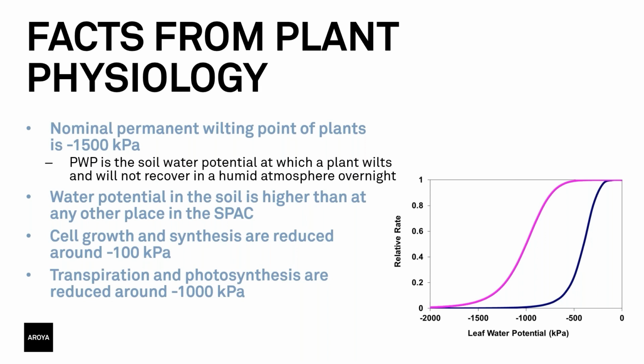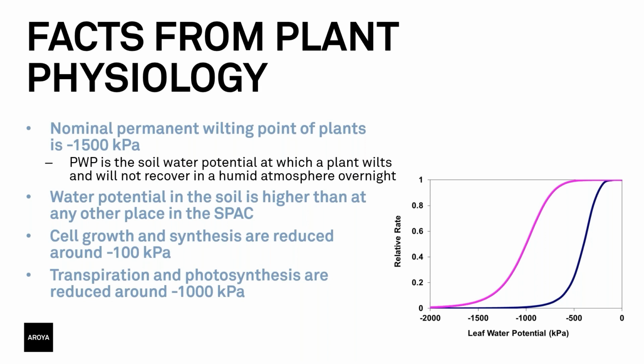Now, there are a couple of other things we should keep in mind. One is that the water potential in the plant is never higher and generally is lower than in the soil because it has to be for water to move through the plant. Processes we care about in the plant are cell expansion, cell growth, and photosynthesis. We can imagine those being affected by water potential according to the two functions shown in the graph.